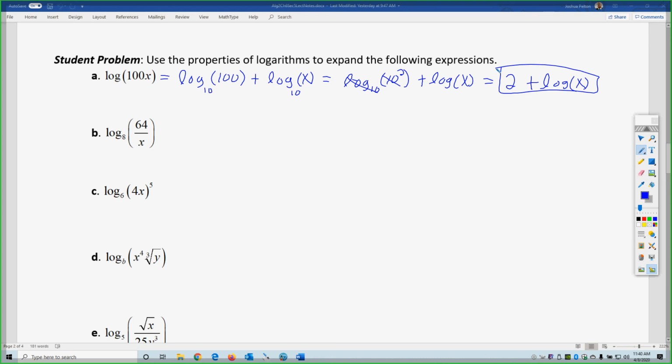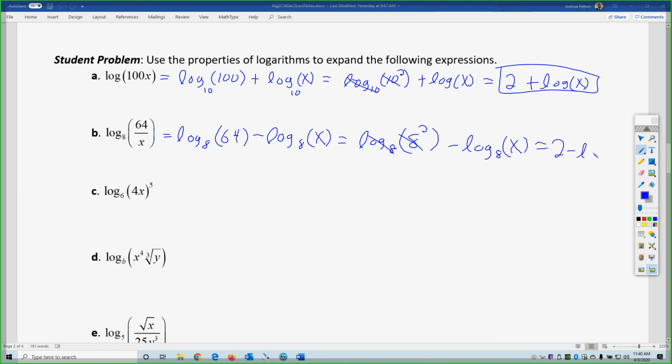All right, next one is a quotient rule of logs. So we have log base 8 of 64 minus log base 8 of x. So 64 is really 8 squared. So those cancel, leave me with a final answer of 2 minus log base 8 of x.